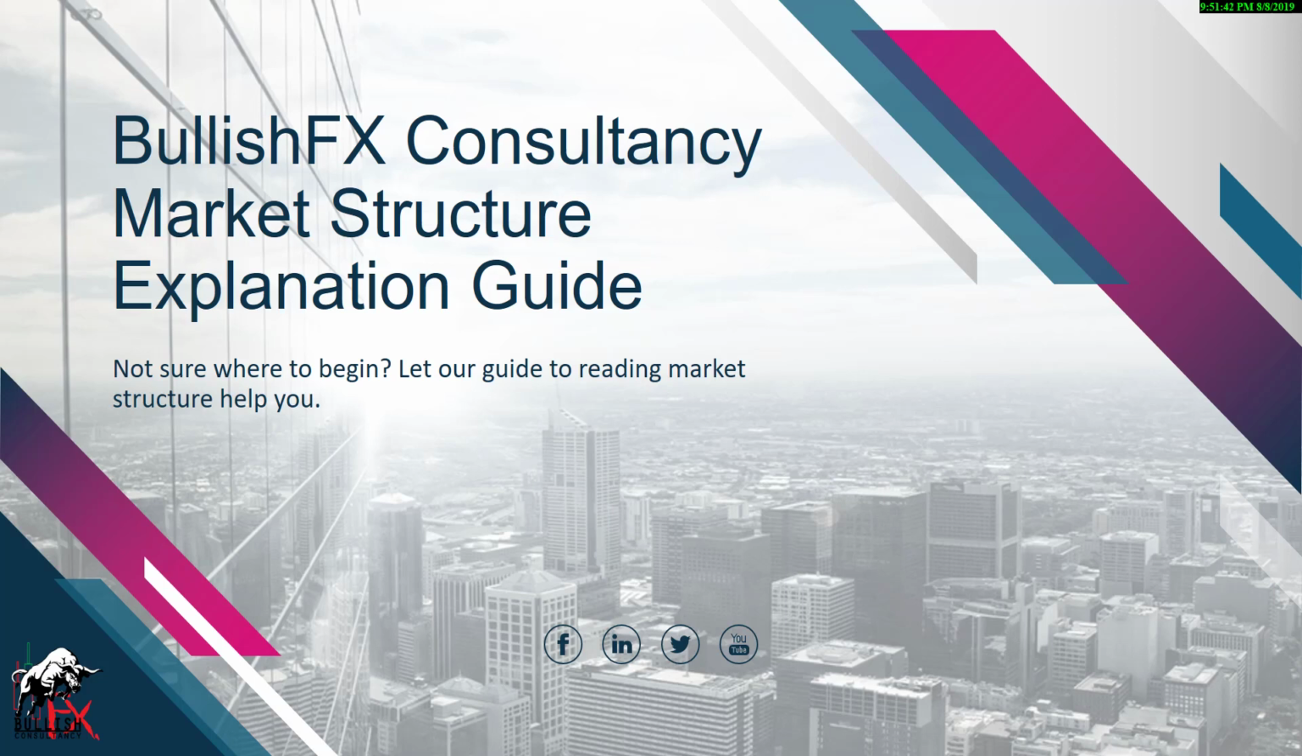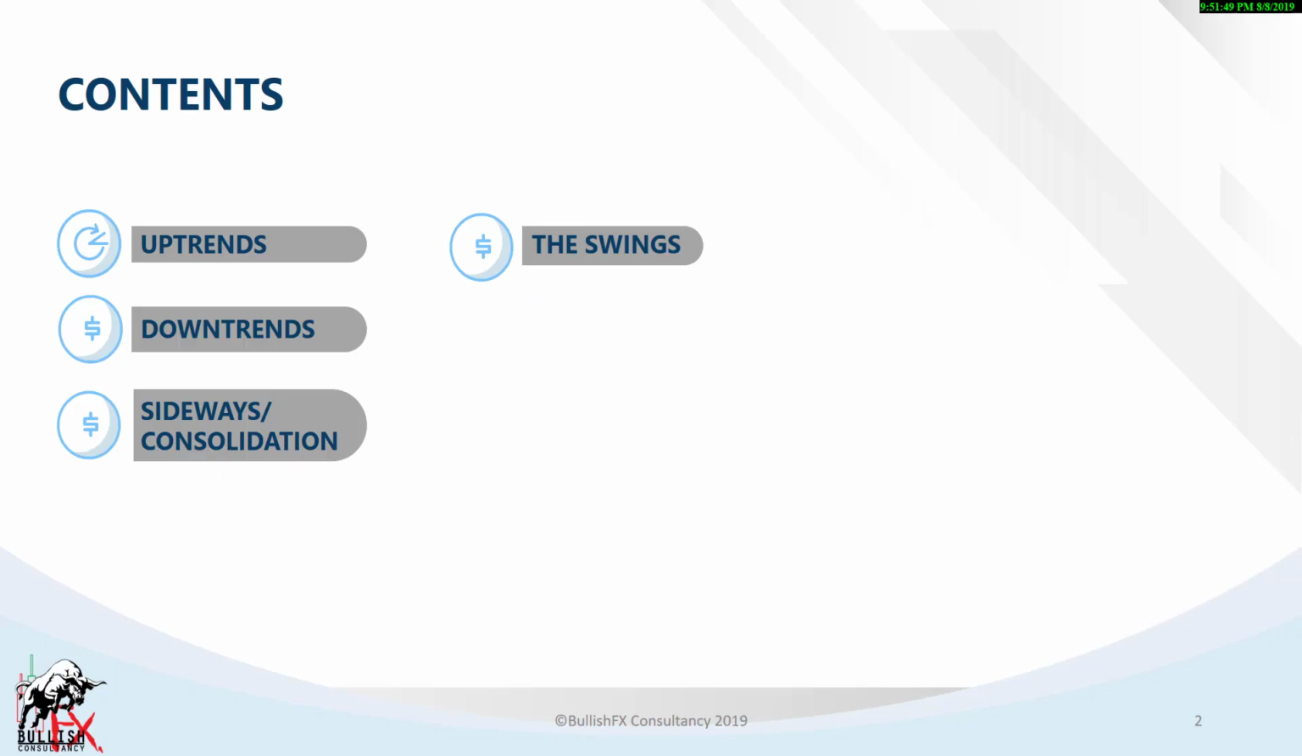So now we are going to look at what constitutes a market structure. In this tutorial, I'm going to be talking about uptrends, downtrends, and sideways or consolidation. Some people might call it a range. And then we are going to talk about the swings, whereby we've got a swing high and a swing low.